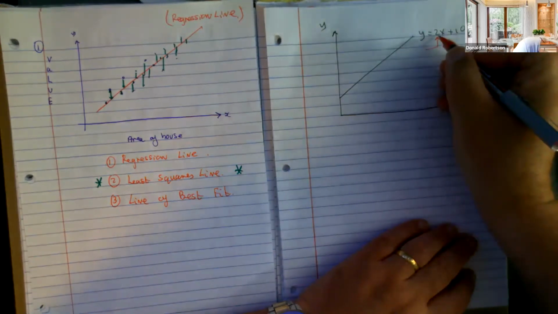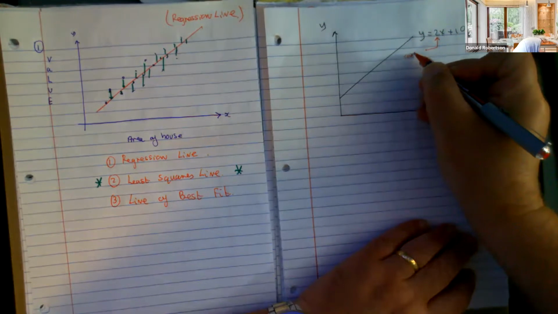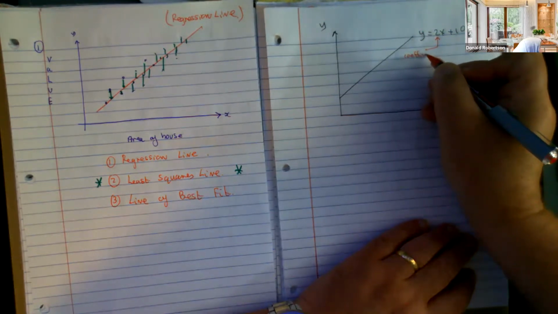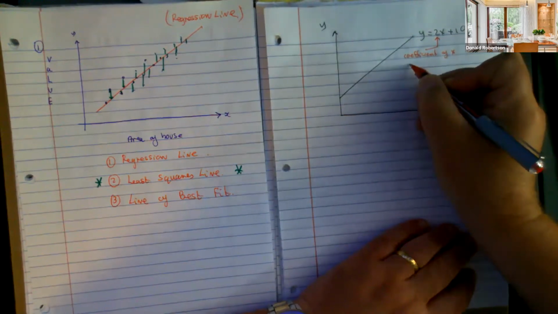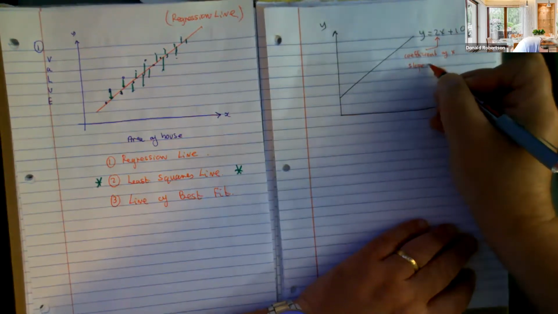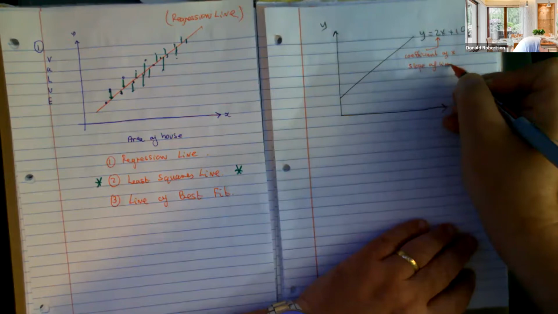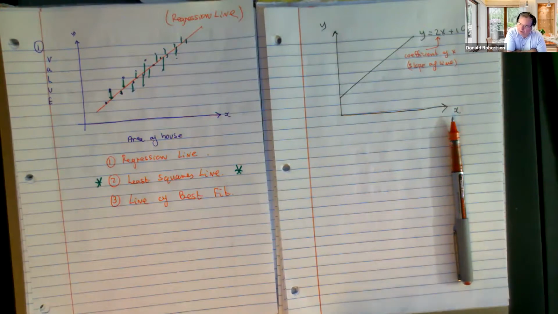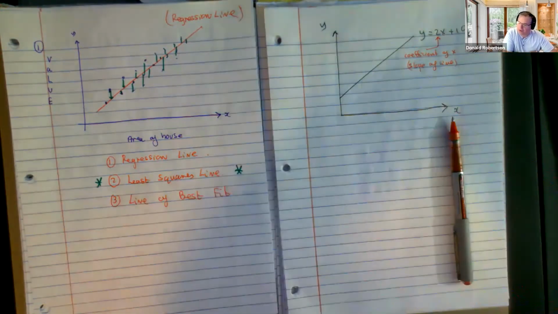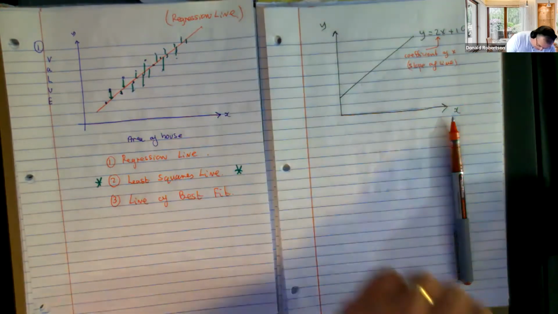This number here, it's called the coefficient of x. It's the slope of the line. You remember doing lines, and 5x would have a slope of 5 and 2x would have a slope of 2, and minus 3x would be pointing down the way with a slope of -3.